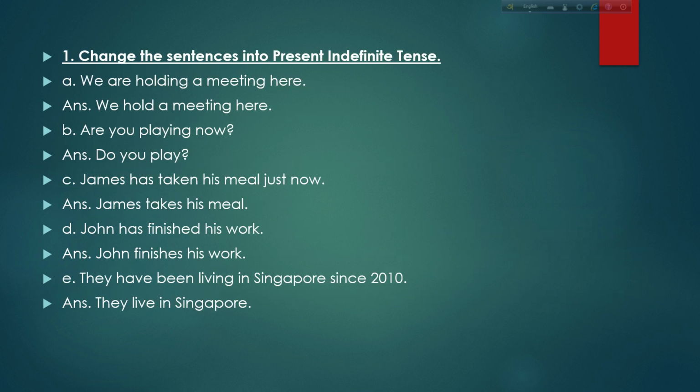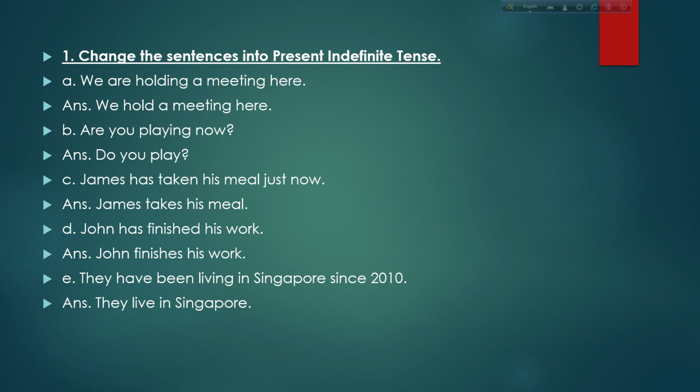So here are some examples of changing tenses. Change the tenses into present indefinite. We are holding a meeting here. So, we hold a meeting here. Are you playing now? Do you play? James has taken his meal just now. James takes his meal. John has finished his work. John finishes his work. They have been living in Singapore since 2010.